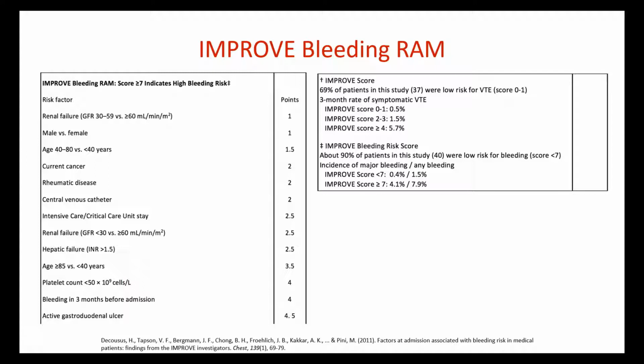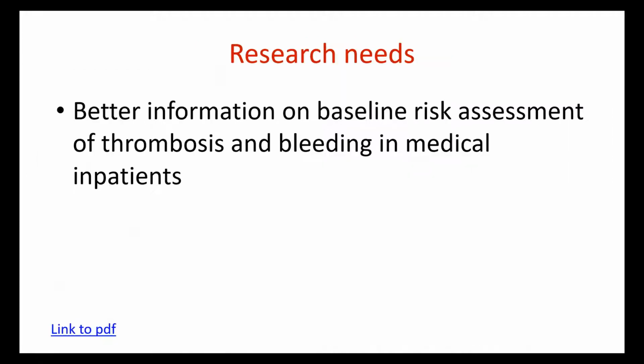Then, as it comes to bleeding risk, we have also here the IMPROVE risk assessment model, and that risk assessment model also includes a number of risk factors for which patients receive points, and these points also then lead through a score to a percentage that predicts the actual risk over the duration of the hospitalization.